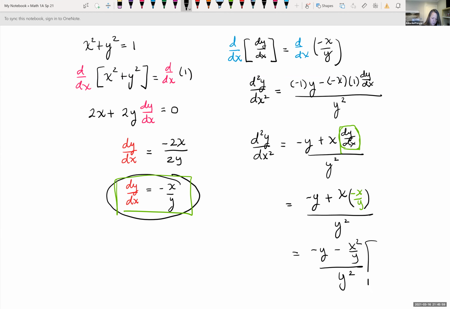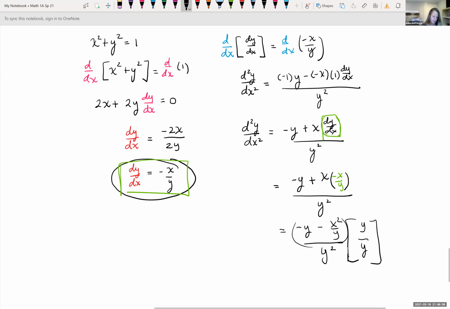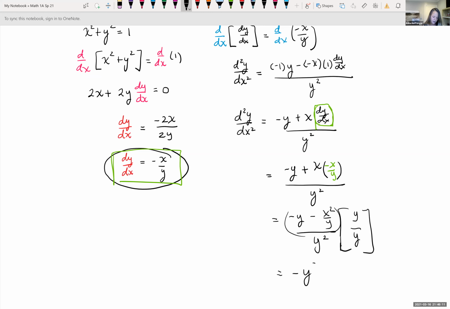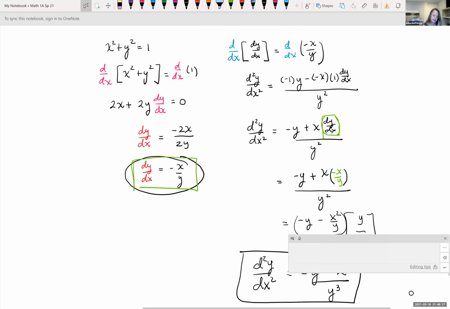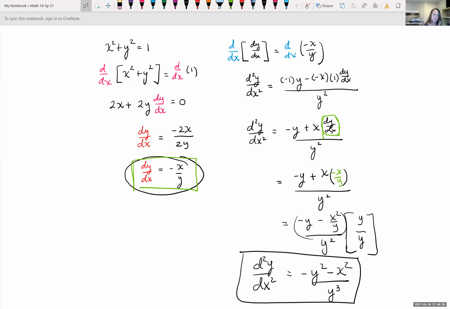Let's get rid of the complex fractions, and we can do that by multiplying both the numerator and denominator by y. We distribute that, and this is equal to negative y squared minus x squared, all over y squared times y, which is y cubed. Which is the same thing we had when we did not isolate dy/dx first, and we just went through and did implicit differentiation twice.